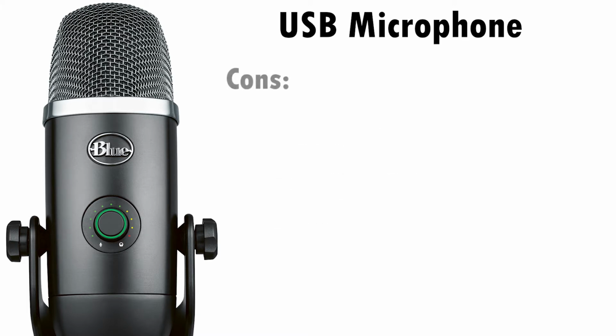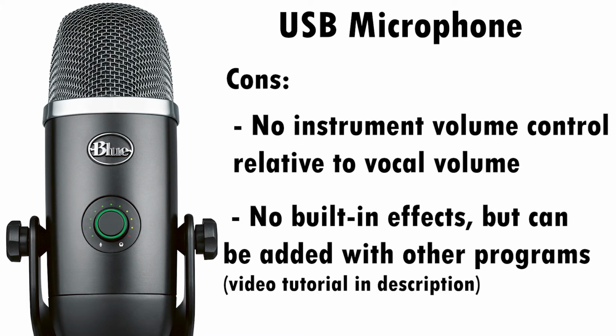The cons of this setup are, the volume of your instrument relative to your vocals can only be controlled by how loud you play, how loud you sing, and how far you are from the mic. Another downside of USB microphones is that they do not come with their own effects. There's a video by Harris Heller that goes over how to put audio effects on a USB microphone that I can link in the description below. If that's something you're interested in, go check it out.